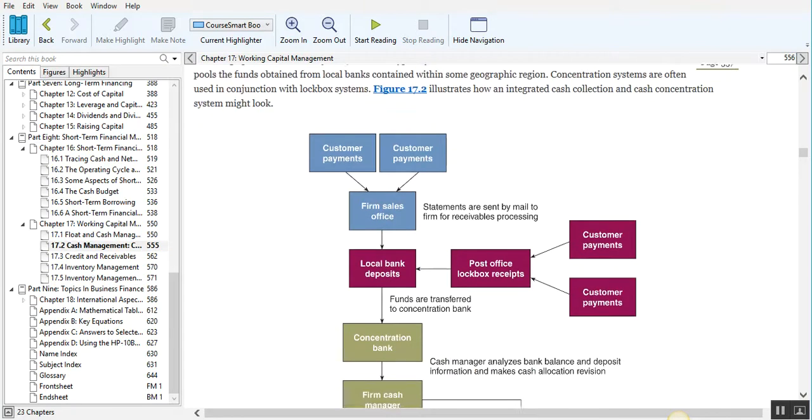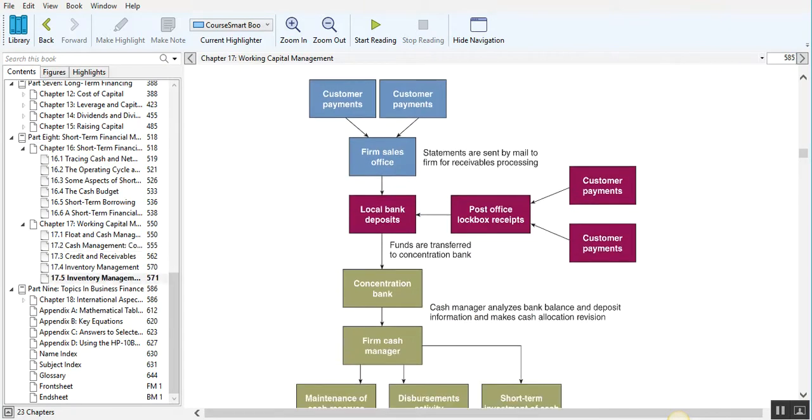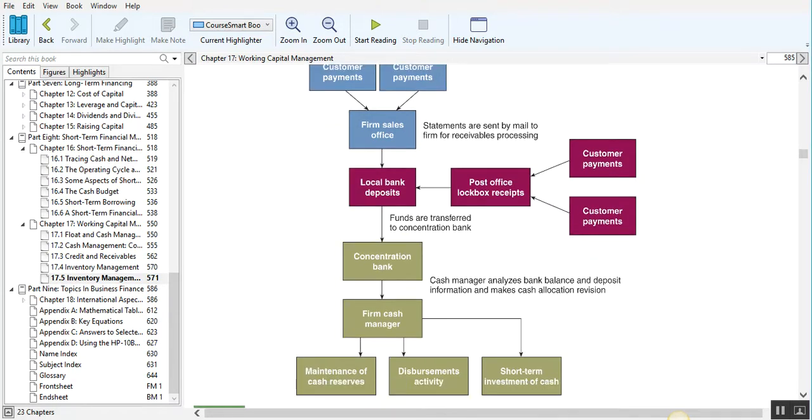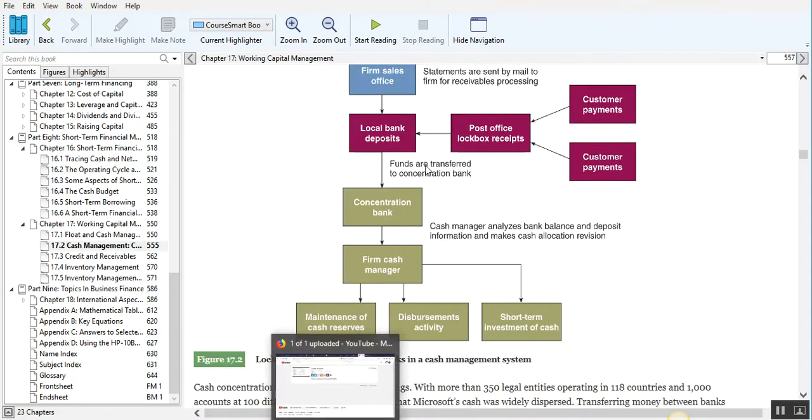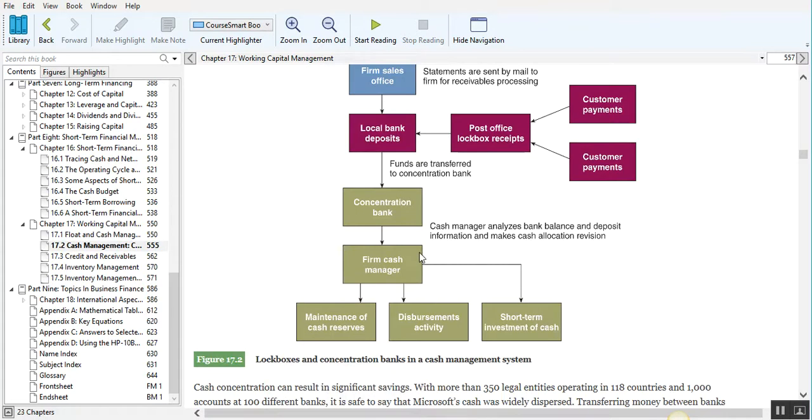So here's a schematic or a map, a flow chart, if you will, of how that would work and what they would do. They have a concentration bank, and the cash manager in the firm is actually monitoring that.